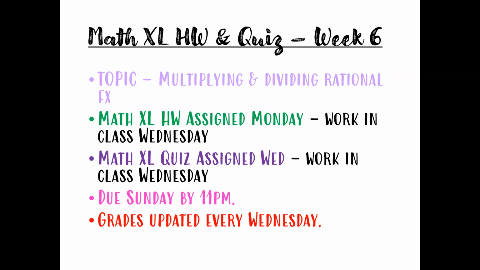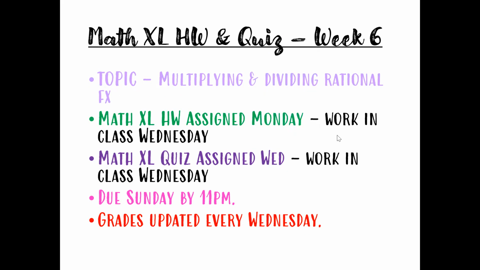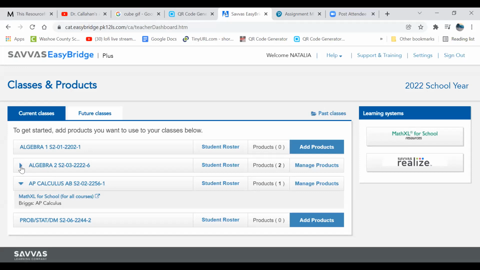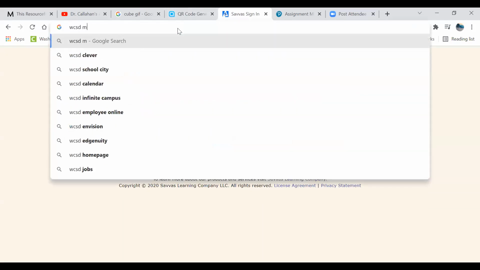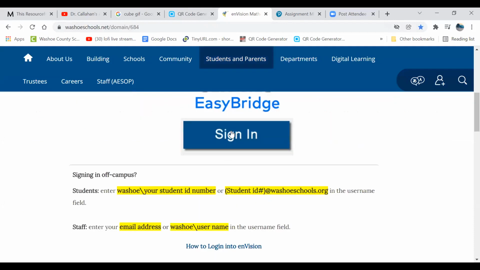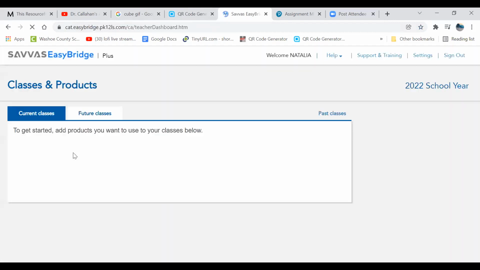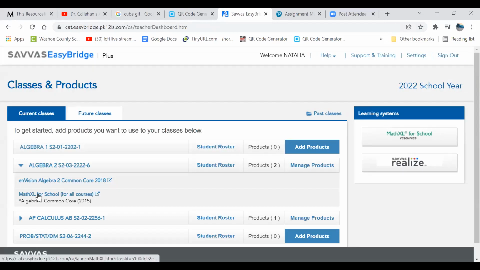All right, and then remember, you have your Math Excel, so let's go ahead and pull that up first. Let me share with everybody that's online as well. You're going to go to Algebra 2, and it looks like I logged out, but that's okay. Washoe County School District Math Excel is what you type in, and you go to Envision Mathematics, and then from there you go to Sign In and look for your class for Algebra 2. You don't go to the first one, you go to the one that says Math Excel.